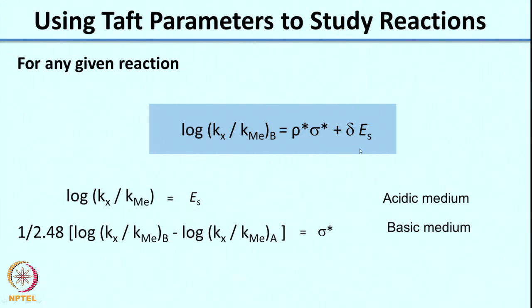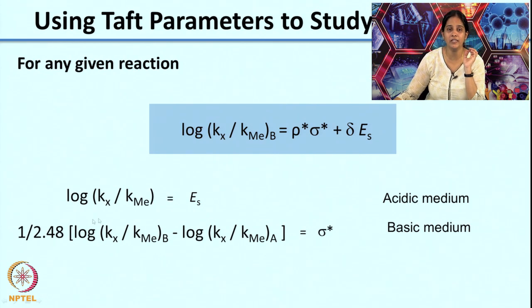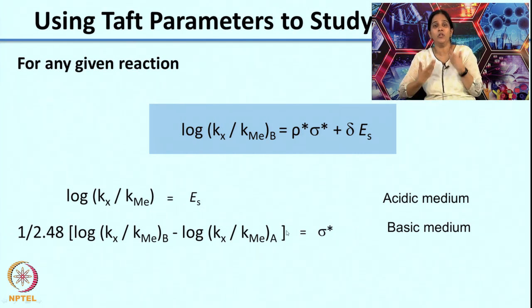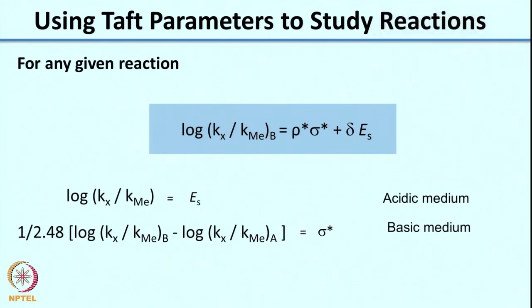on a particular reaction. So, again, just to revise, log Kx over Kme, the steric factor Es is given by the ester hydrolysis reaction under acidic medium, whereas your sigma star is obtained from the equation that we had seen earlier from ester hydrolysis under basic medium. So, for any new system or a new reaction, you see how it correlates with sigma star and Es. If there is a correlation with sigma star, you know that electronic effects are important for the reaction. If it correlates with Es, you know that sterics are important for that particular reaction.